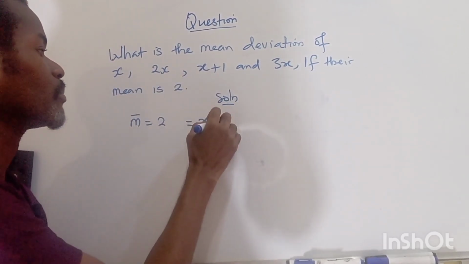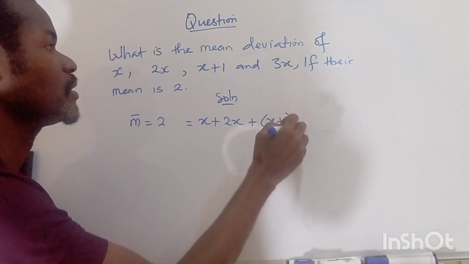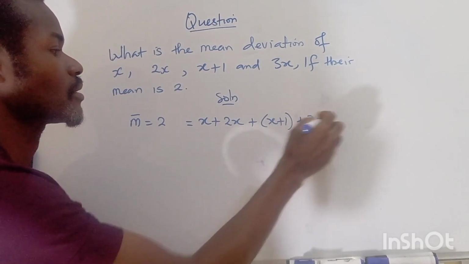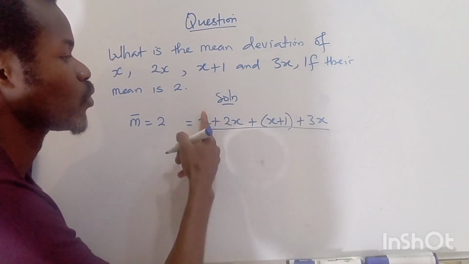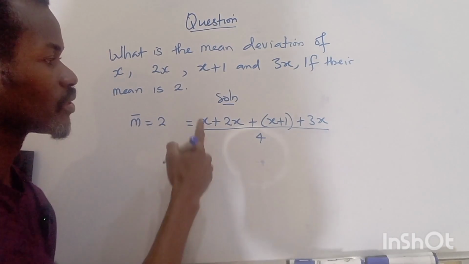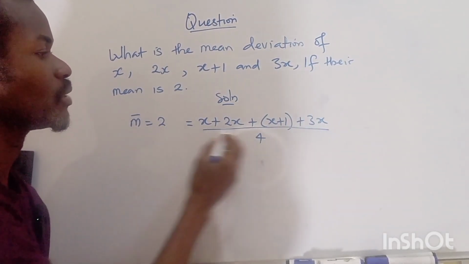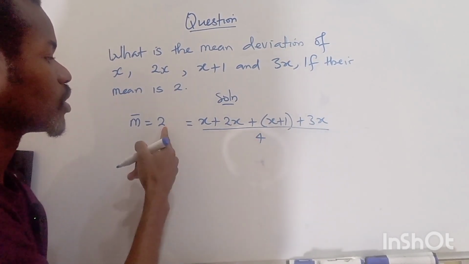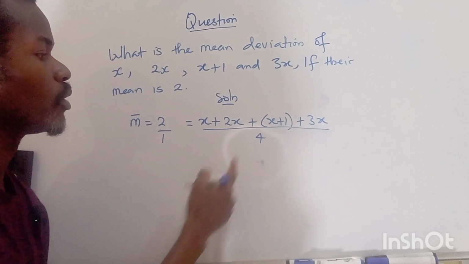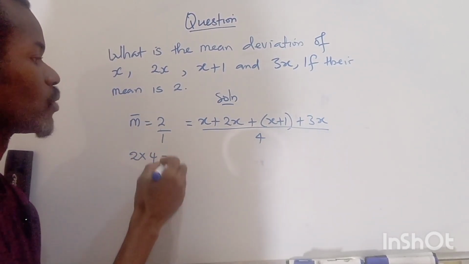So we have x plus 2x plus x plus 1 plus 3x. How many numbers do we have? 1, 2, 3, 4. So we divide by 4. Now we can solve for x, given that we know 2, which is the mean, is equal to this. So to cross multiply, I can write this as 2 over 1. So 4 multiplied by 2, so we have 2 times 4, which is equal.